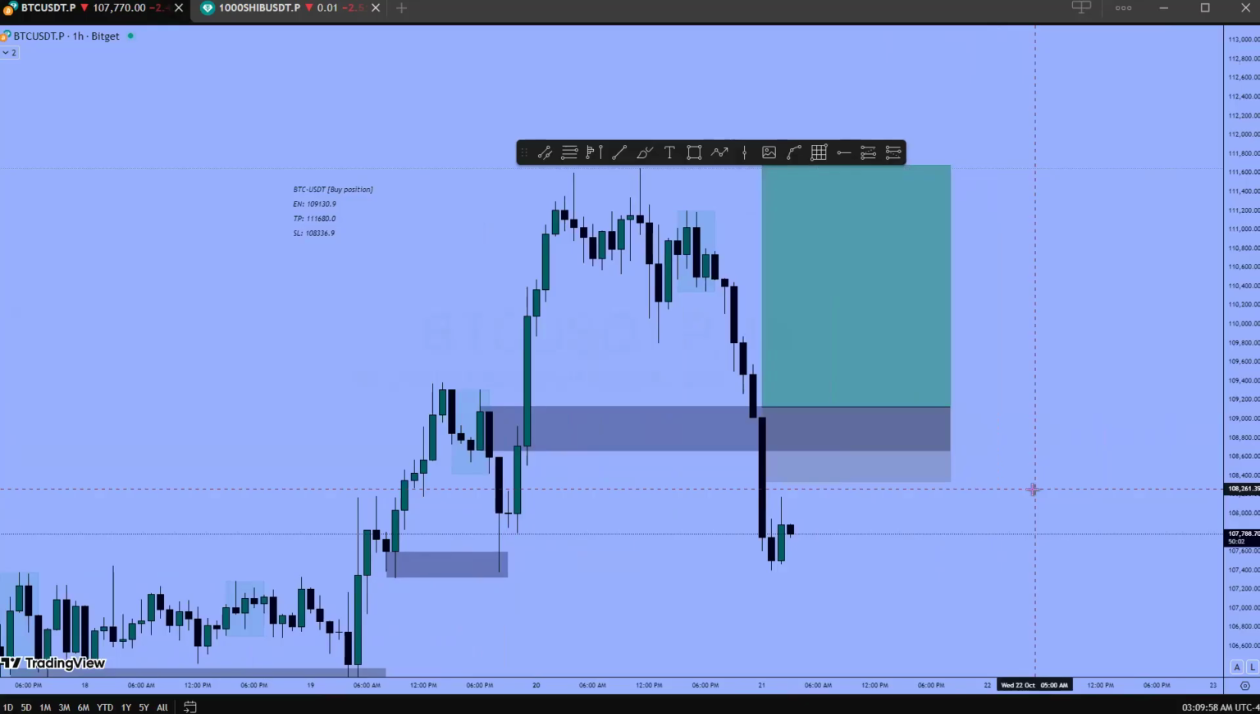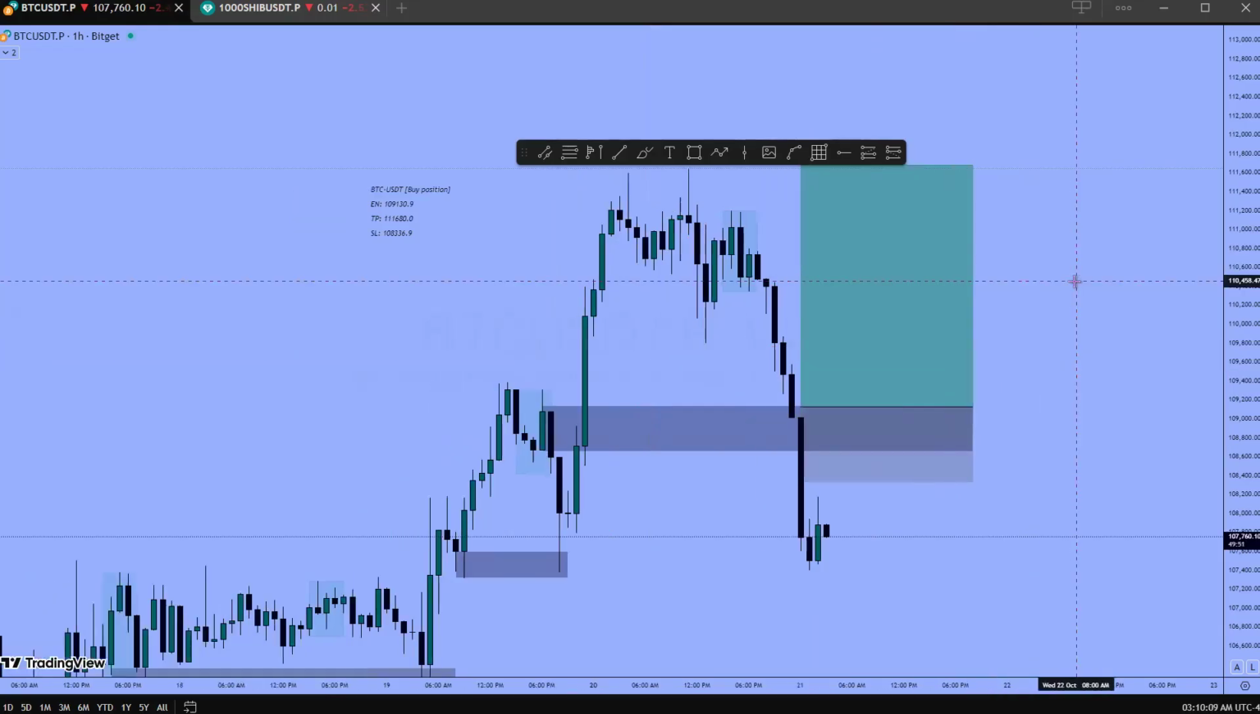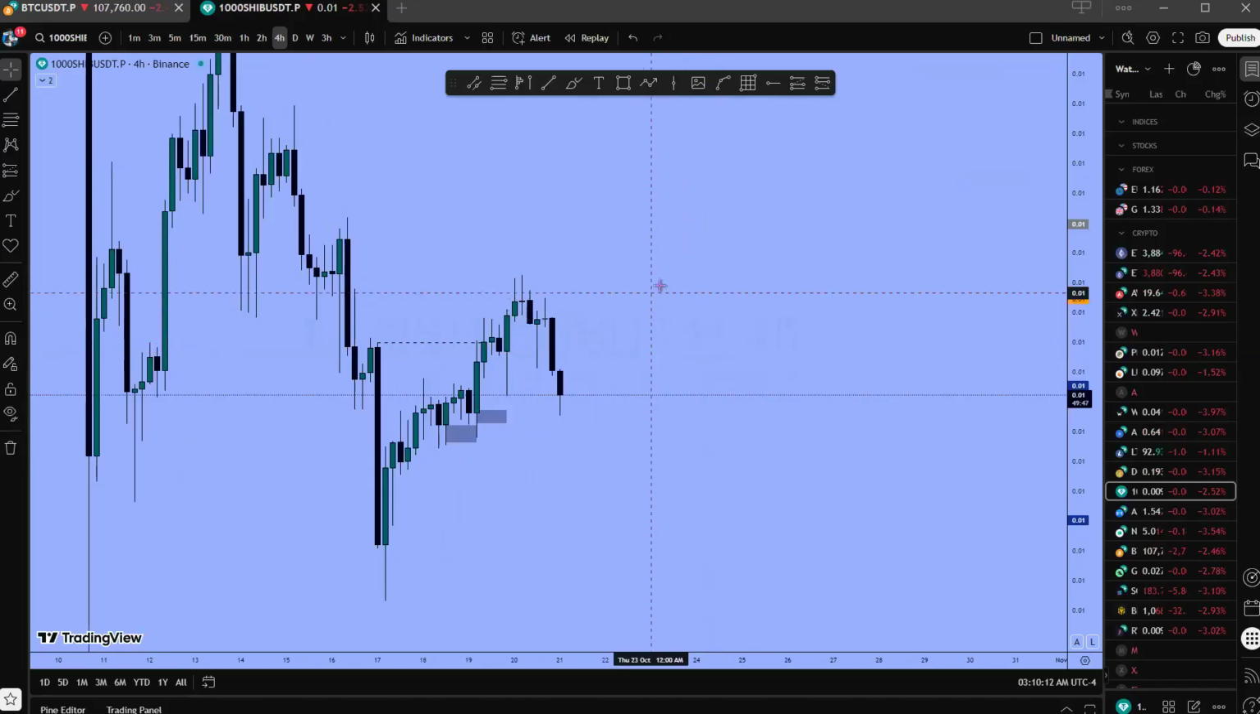So the next point where we should have a key level is this point here. And I'm not really sure price will get to this particular point. Then I think Shiba has a key level too. Yes.